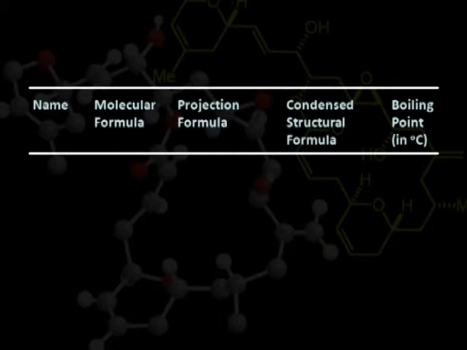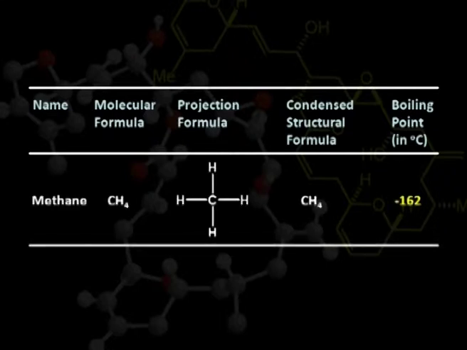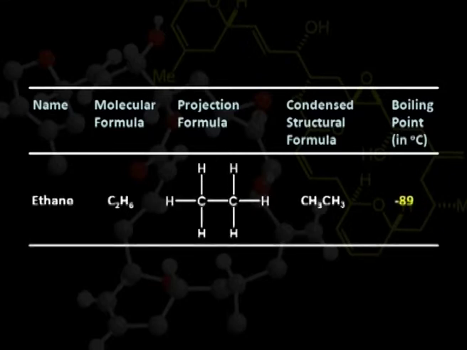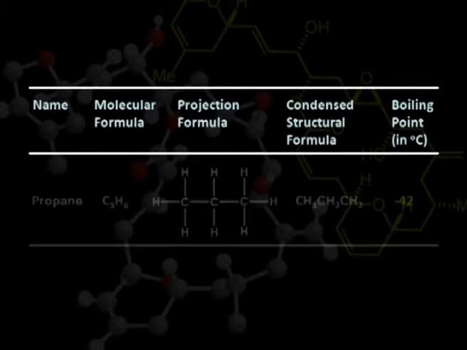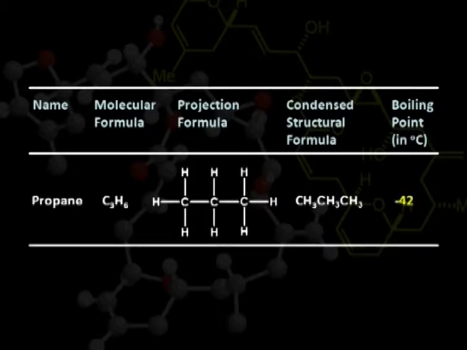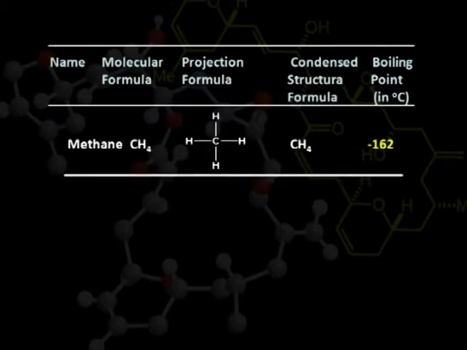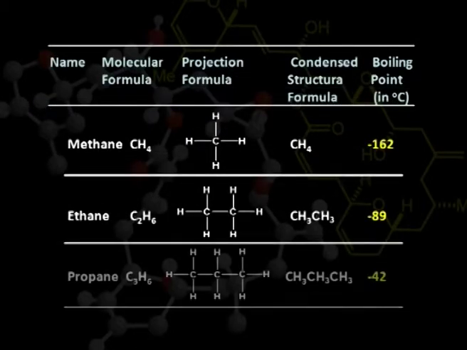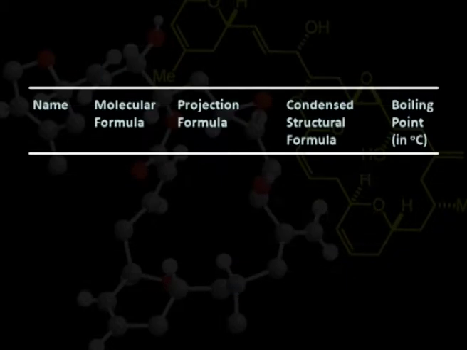Here we can see that methane shows a boiling point of -162 degrees Celsius. Ethane shows a boiling point of -89 degrees Celsius. Propane shows -42. Here it is clear from these values that these compounds will be gaseous in nature at normal room temperature because their boiling points are very low.